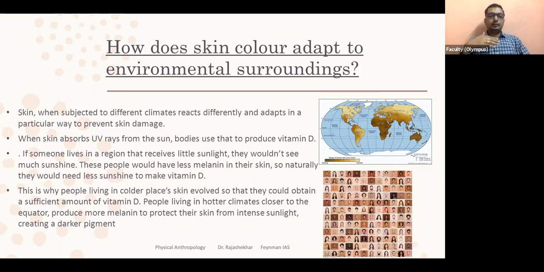So in places like India or Africa, other countries where we receive enough sunlight, you need enough protection. So you have more pigmentation. With more pigmentation, we have more sunlight exposure. So you still get enough with more melanin pigmentation here. In other words, you're protecting your body from that exposure.